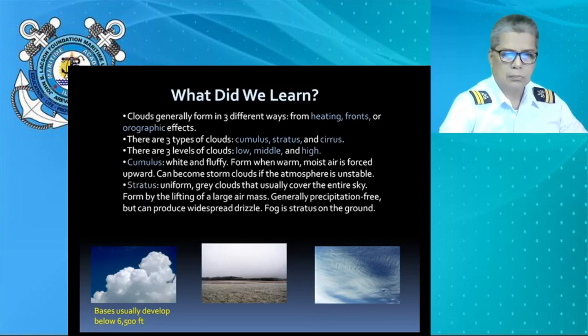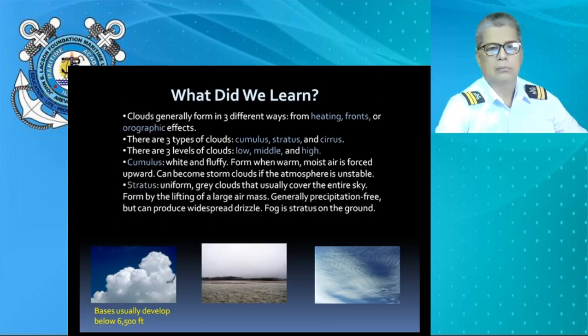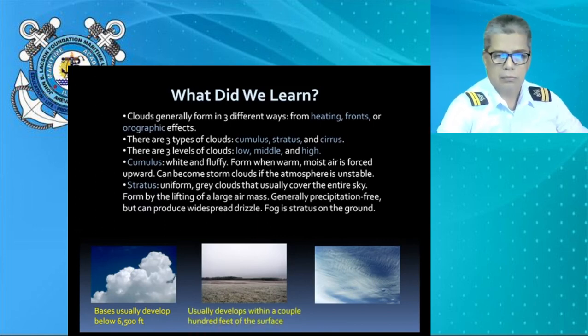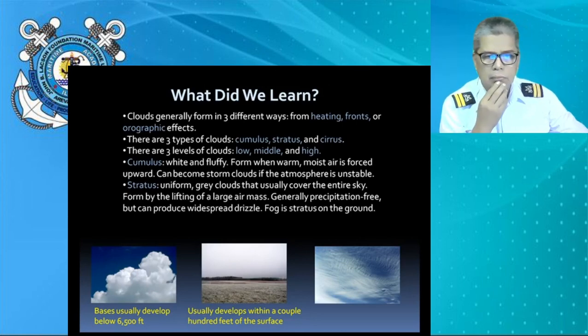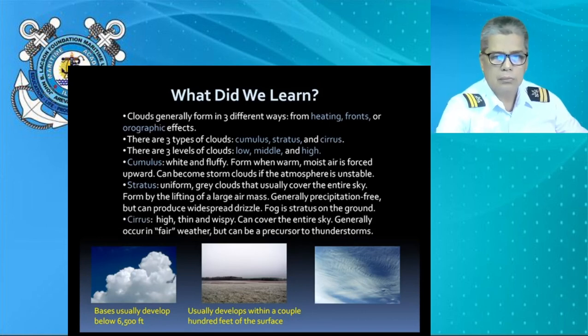Stratus clouds are uniform gray sheets of cloud that usually cover the entire sky. They develop by the lifting of a large air mass and can produce areas of drizzle. Mostly, stratus clouds develop within a few hundred feet of the ground. Fog is just stratus on the ground. Cirrus clouds are high and wispy clouds, generally developing above 20,000 feet. They can cover the entire sky and can be a precursor to thunderstorms.